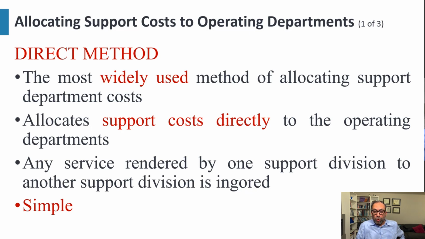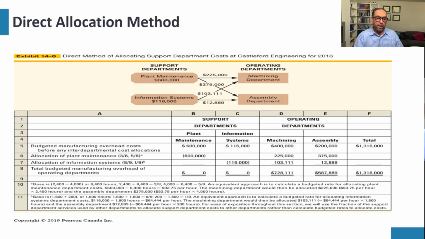So we don't need to distribute the maintenance service department cost towards the IT support, and no need to distribute the IT support to the maintenance support. We just take the total cost of these and distribute among the assembly and machining department without distributing to the other supporting department. So this is what we call a direct method. And here is an example to see how it works.